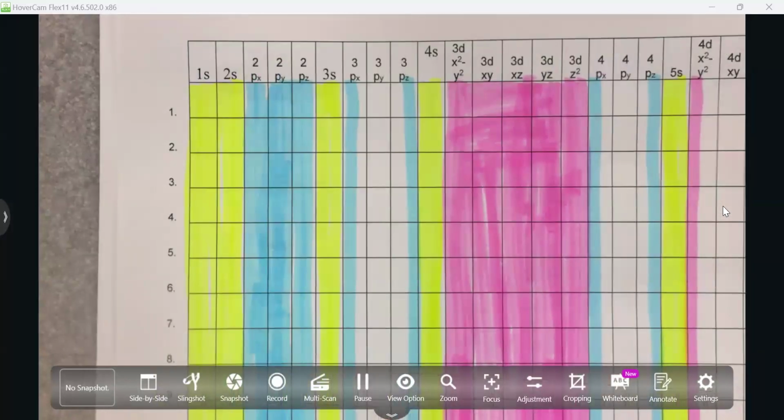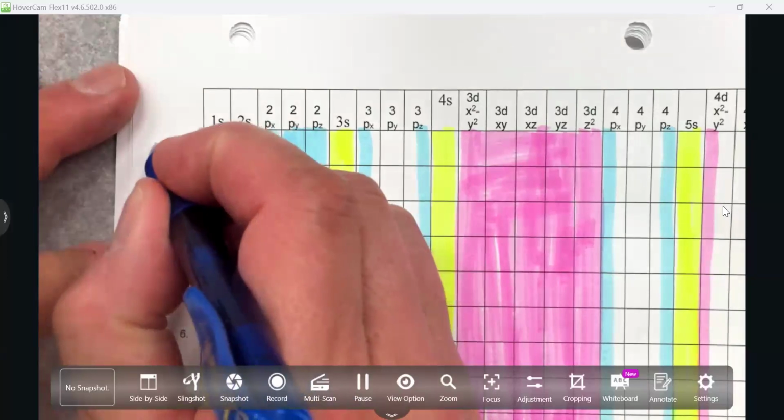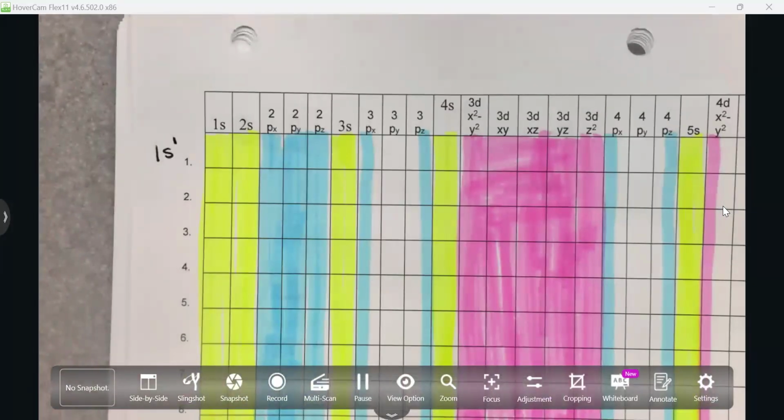Okay. Now, on this page right here, this 1 through 16 goes with the original 1 through 16. So for number 1, my configuration was just 1s1.